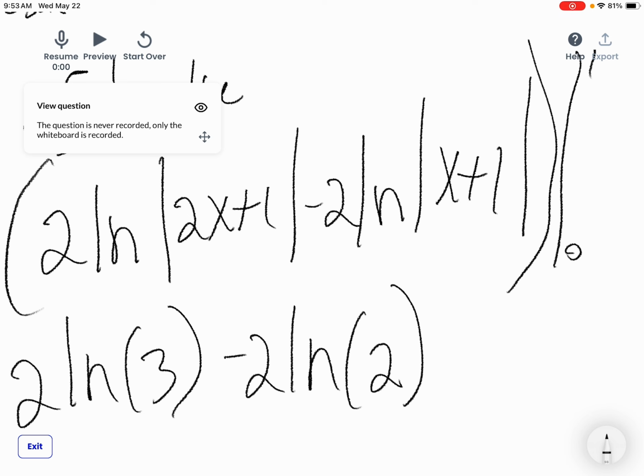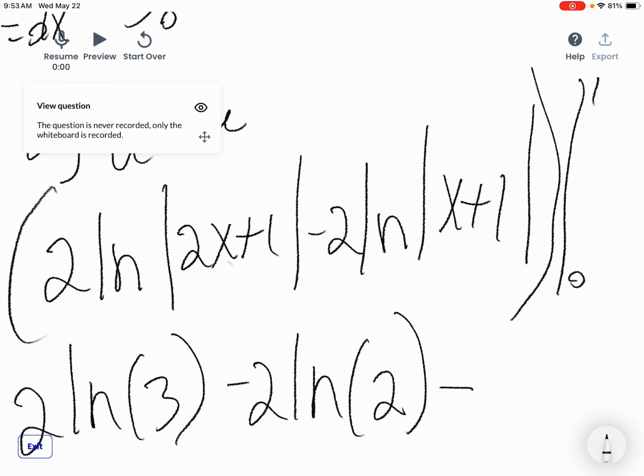And then we subtract off what we get when we plug in 0. We get 2 times 0 is 0, 0 plus 1 is 1. Natural log of 1 is 0, right? Because a log is an exponent, and we're saying e to what power is 1? Well, e to the 0 is 1, since anything to the 0 power is 1. So therefore, that's going to be 0.